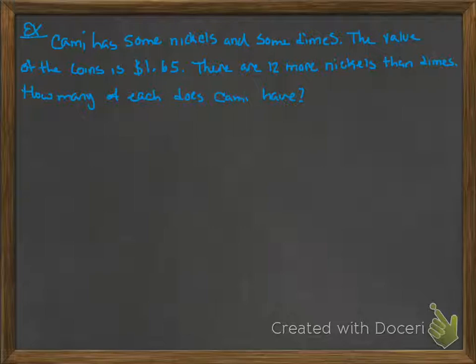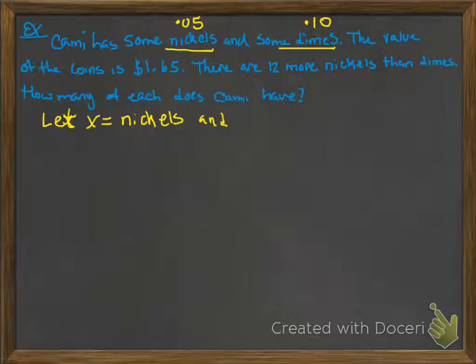Alright, so for this one, I like to remember what I'm working with here. Nickels are 5 cents, and dimes are 10 cents. And I know that, so the first equation I'm going to write is, I'm going to let x equal nickels and y equal dimes.